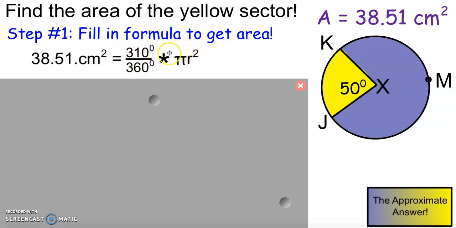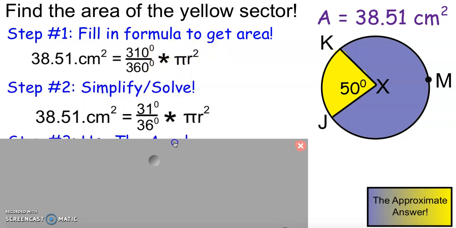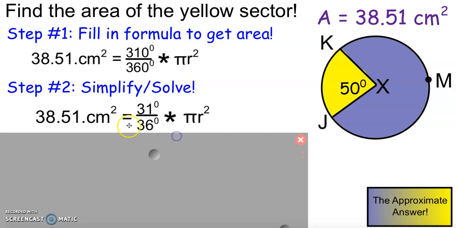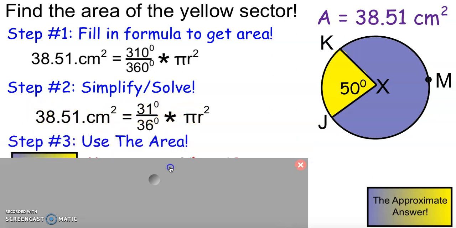In order to solve this, I need to multiply by the reciprocal, or you can simplify this and go 31 over 36. I'm going to multiply by the reciprocal, which would be 360 over 310, or if I simplified it to 31 over 36, then I'd multiply by 36 over 31 to isolate pi r squared and figure out the area of the circle. So that is in fact what I did. I'm going to multiply by 36 over 31 on both sides to clear this out and isolate my pi r squared.